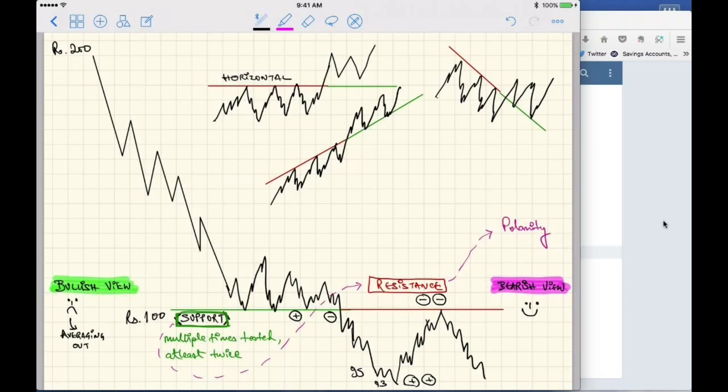Support giving resistance. Let me quickly keep it on this page itself because I'm drawing them. So what will happen? Prices come and find some support, come back and find some support. So every time it's giving support, the support is breached, broken. Every time it bounces back now, it will try to find some resistance.